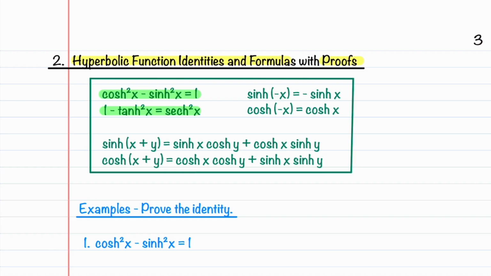And then we have a formula for sinh of x plus y and cosh of x plus y. Those four formulas are similar to the trig function formulas, but the signs are different. Up here in the upper right, we have a formula for sinh of minus x, and it's just minus sinh of x. And then cosh of minus x is just cosh of x. Now, those two formulas are the same as the formulas that you have for sine and cosine.